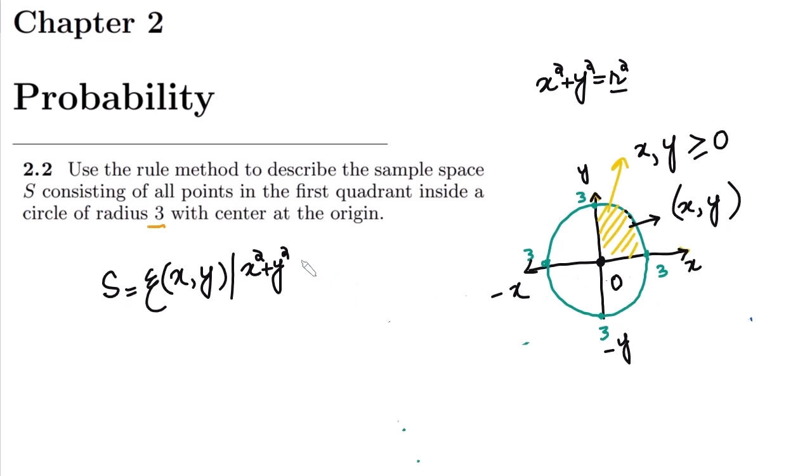This should be less than or equal to 3 squared, which will ultimately give me 9. Another condition is that this is true for all the points residing in this circle. In order to confine it here, I know that both x and y should be greater than 0. So I have to write x greater than or equal to 0, and similarly y greater than or equal to 0.